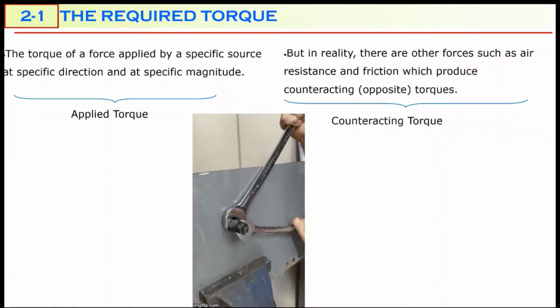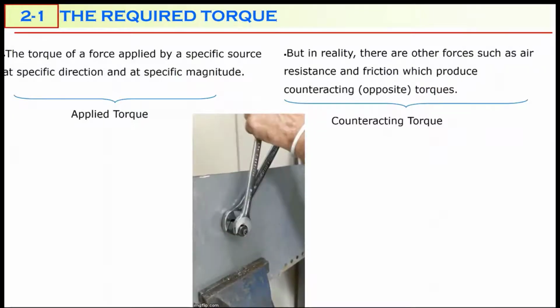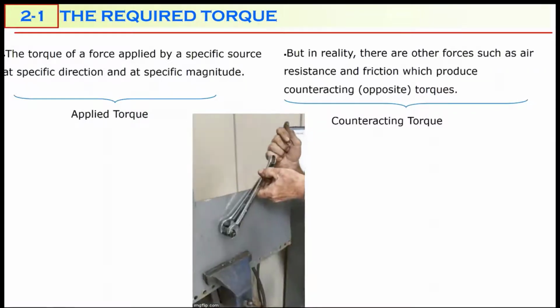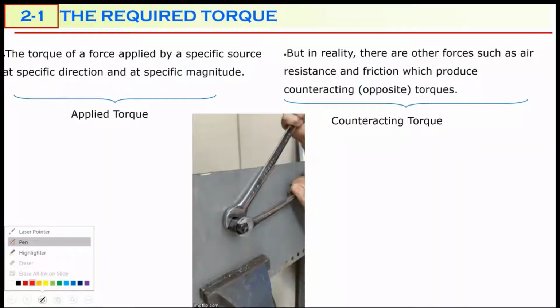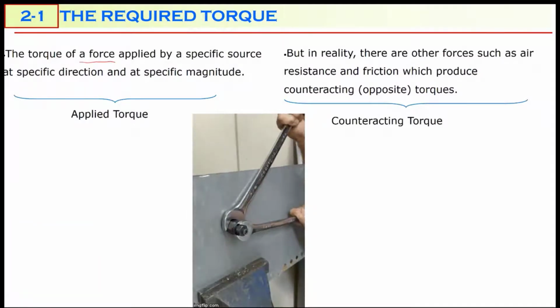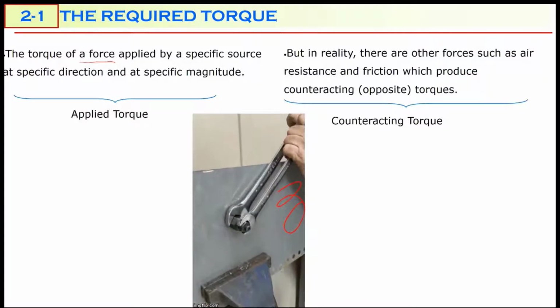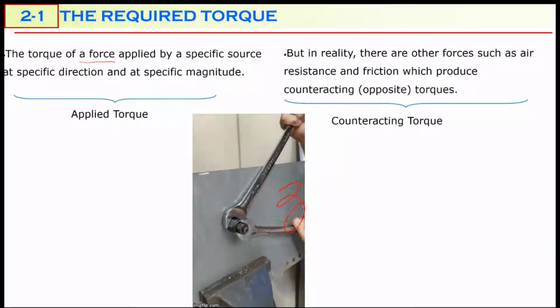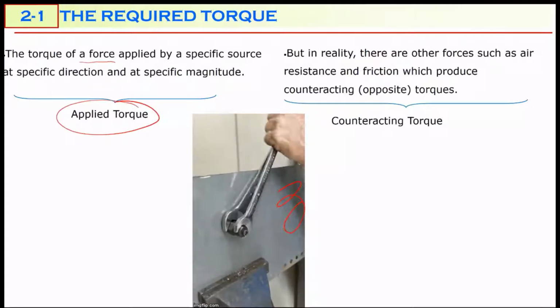This is the case when you try to rotate a nut. You apply a force with your hand. This force produces a torque. The torque of a force applied by a specific source, it can be your hand, can be any source, in a specific direction, at a specific magnitude, is called applied torque. So this is what you apply with your hand.